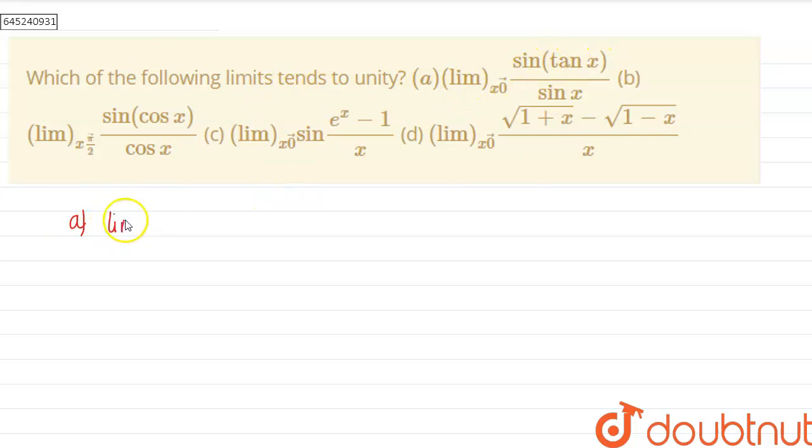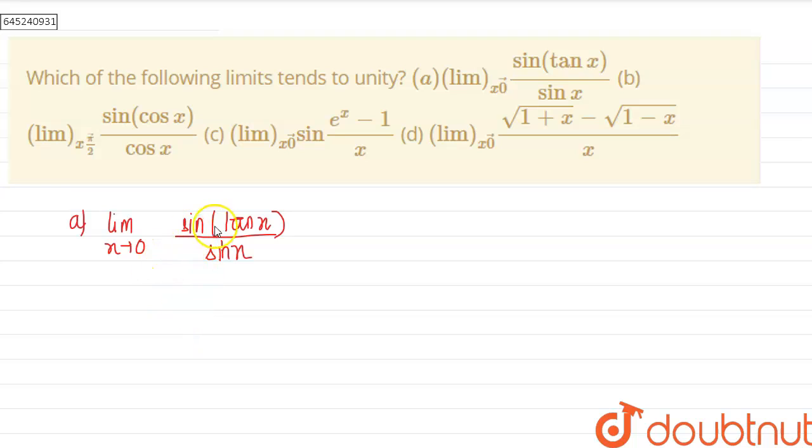So limit x tends to 0 of sin(tan x) upon sin x. See, when we place the limit, this is tan 0, that is 0, sin 0 is 0, and this is also 0, so this is 0 by 0 form. We can apply L'Hopital's rule.